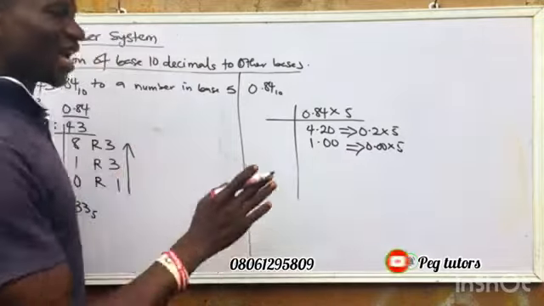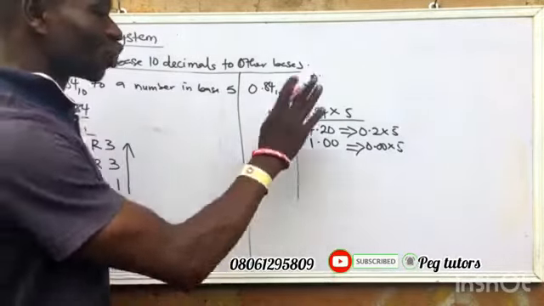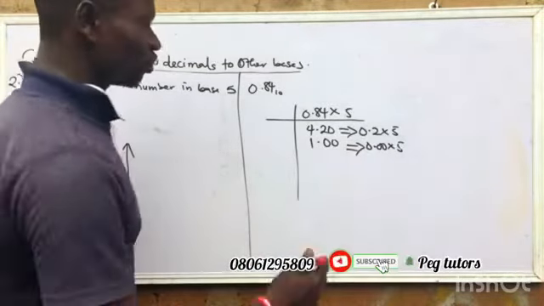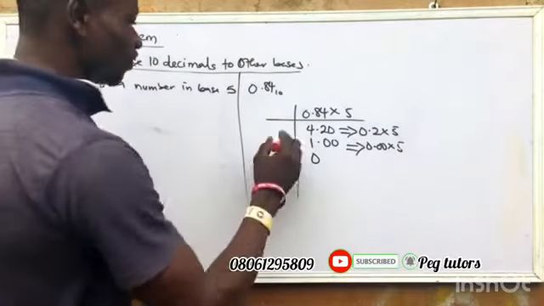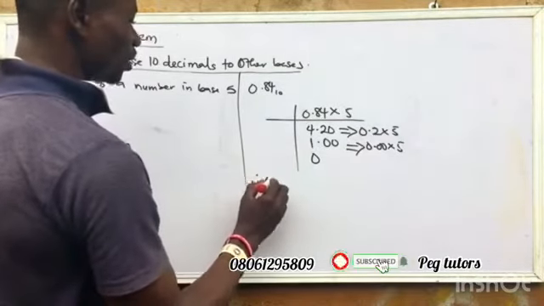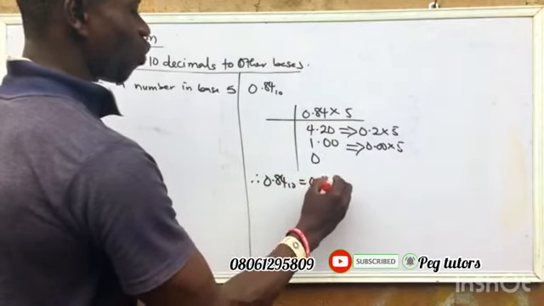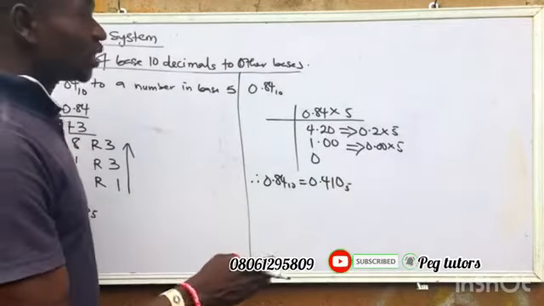Now this is the exact point where your number just ends. You don't need to go beyond that. 0.0 times 5 will also give 0, which means you can't go beyond here. So that gives us, therefore, 0.84 base 10 is equal to 0.410 base 5. Now you don't end here.